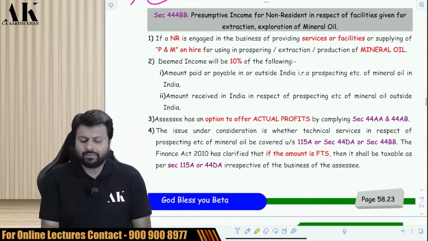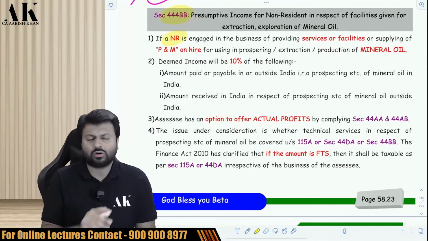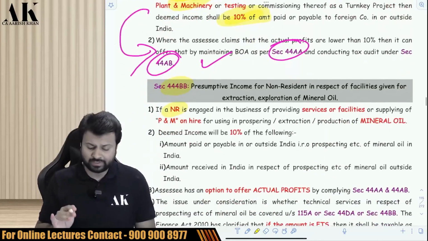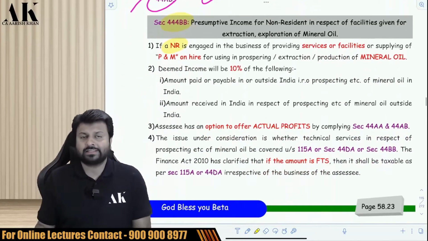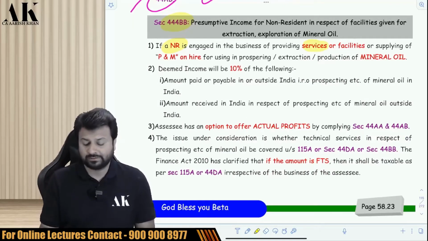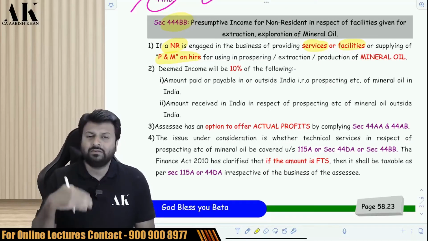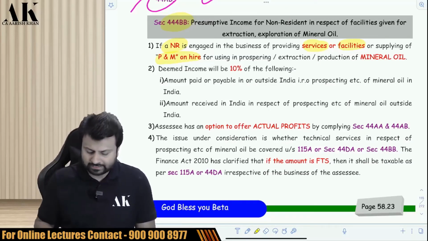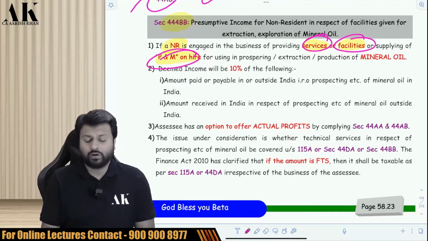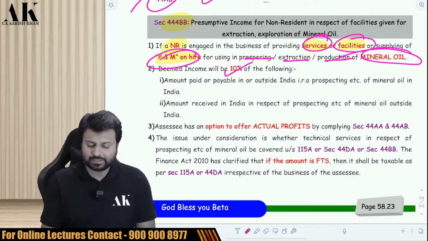Next, again coming back to 44BB, that is covering only non-residents now. All non-residents are covered. This is the only section, 44BBB, where only foreign companies are covered. Here also all non-residents are covered. Now what is this non-resident doing? This non-resident is providing some services, some facilities, or it is also providing plant and machinery on rent. For what purpose? It is providing either services, or it is giving plant and machinery on rent for prospecting, extraction or production of mineral oil in India. It will be subject to 10% deemed income.